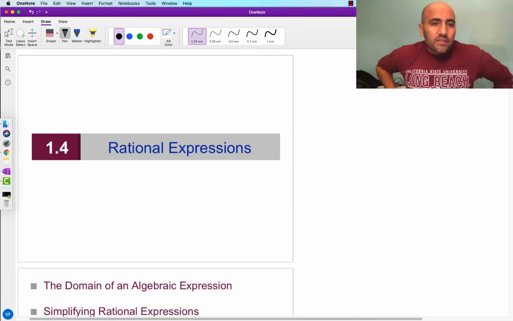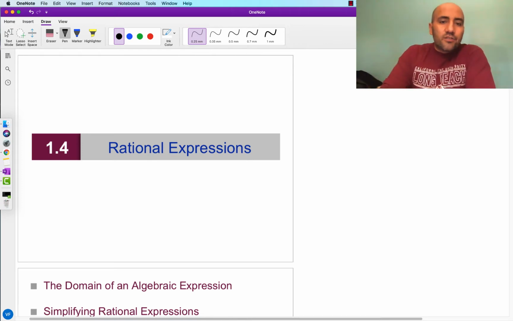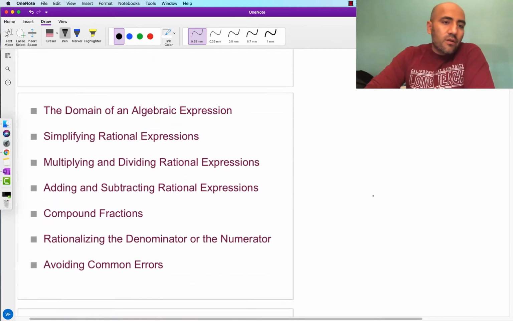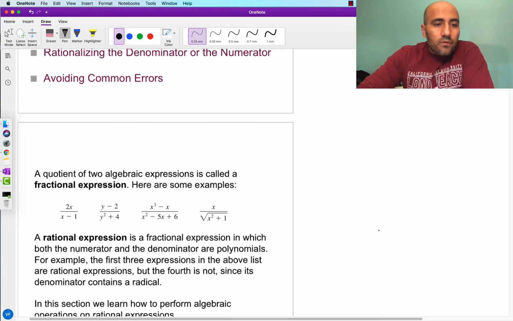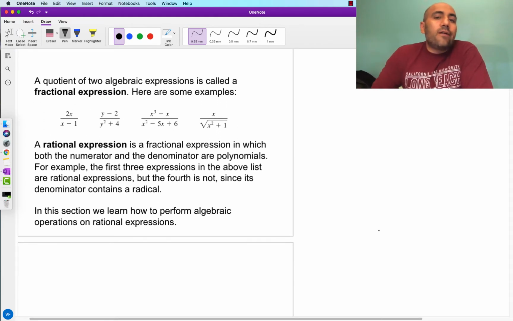Okay, Chapter 1, Section 4, Rational Expressions. In this section, we will cover the domain of an algebraic expression, simplifying rational expressions, multiplying and dividing rational expressions, adding and subtracting rational expressions, how to deal with compound fractions, rationalizing denominators or numerators, and finally, avoiding some common errors.